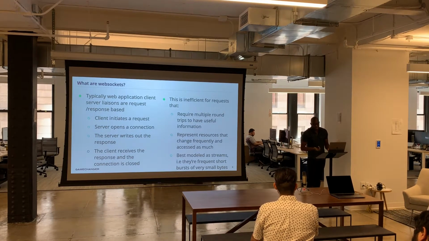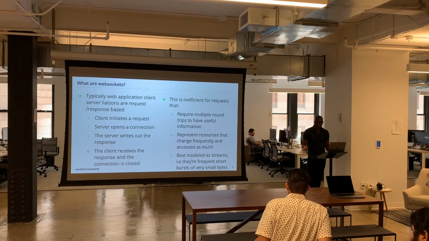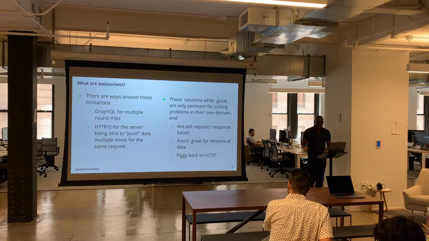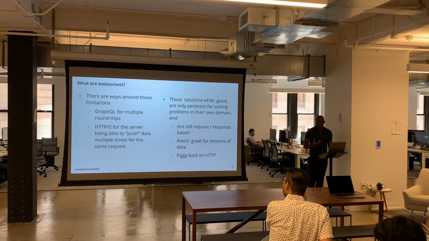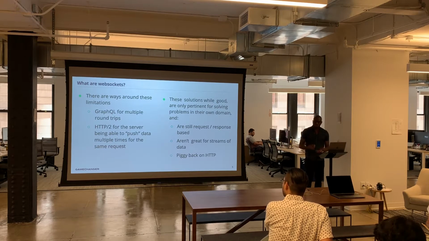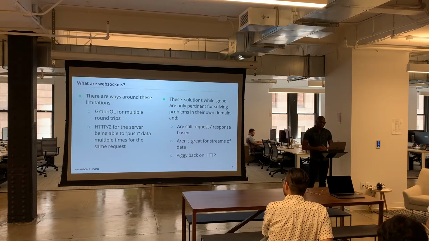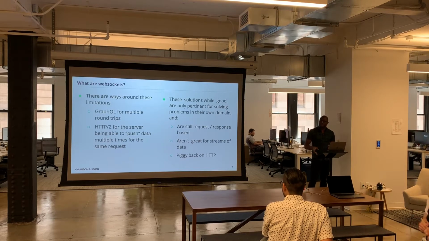It's also about things best modeled as streams, frequent short bursts of really small data. There are ways around these limitations, which are typically limitations of HTTP, because most web applications are built with HTTP. You can use GraphQL to solve the multiple round trip problem: you request what you want, and get what you need in one trip. Or HTTP2, which is relatively new, for the server being able to push data to the client.